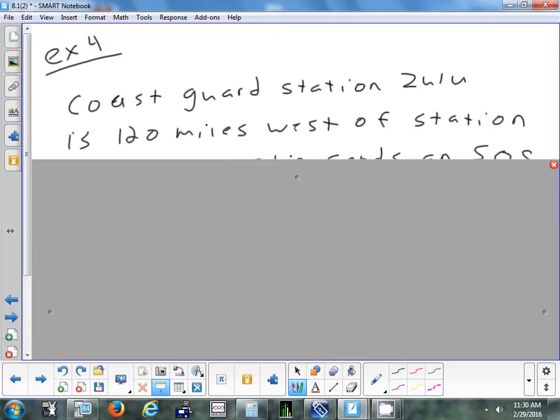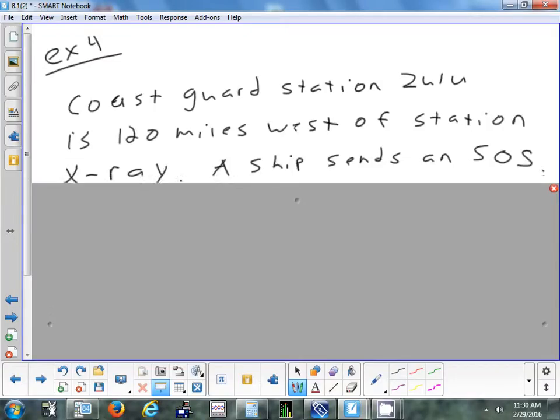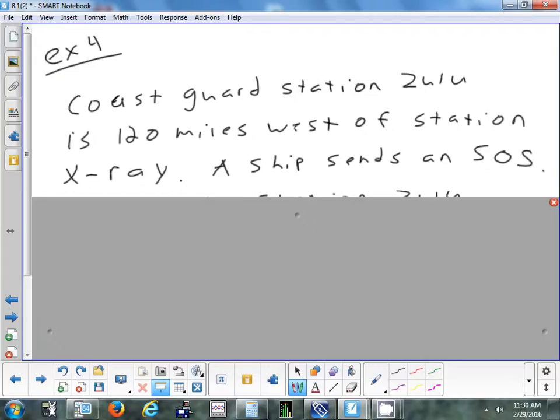All right, so for this one we have 2 Coast Guard stations. These are almost like our sightings in the last problem. And we know the distance between them. Okay, it's 120 miles between the 2 Coast Guard stations. And they've named the 2 stations Zulu and X-ray. So when we draw it, we want to make sure that we put Zulu to the west of X-ray. We don't want to flip that.